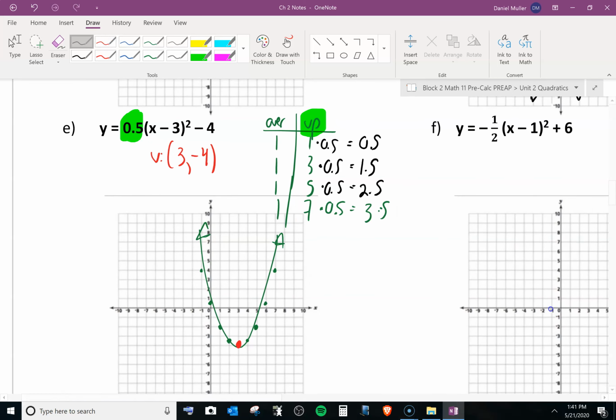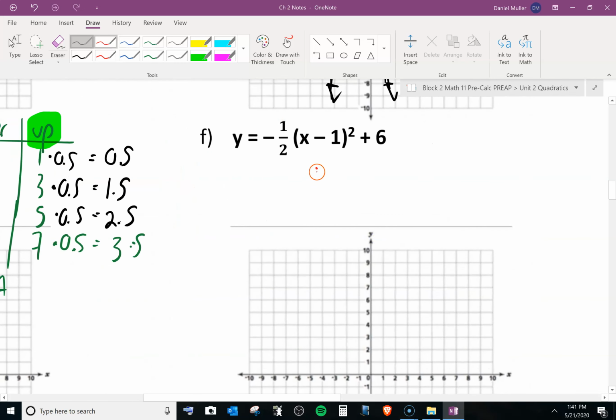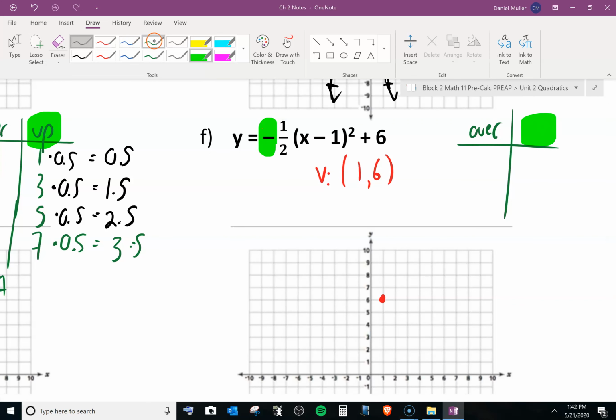The last one here, F, absolutely no different, except that instead of writing 0.5, I wrote a half. I guess I tried to trick you, but I don't know how much that actually does. My vertex for this is change the sign, so it's a +1, leave that one, +6. So vertex over 1, up 6. Now, my chart is going to be over, now is it up or down? It is a negative, so we are going to be heading down.